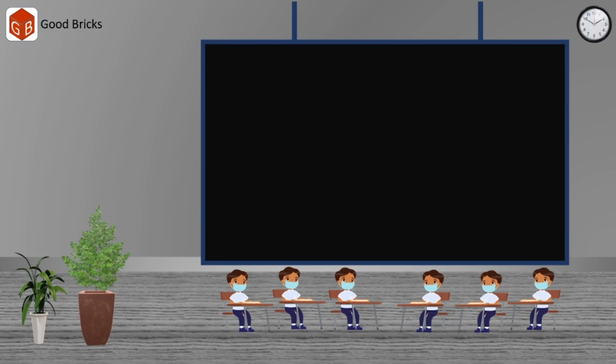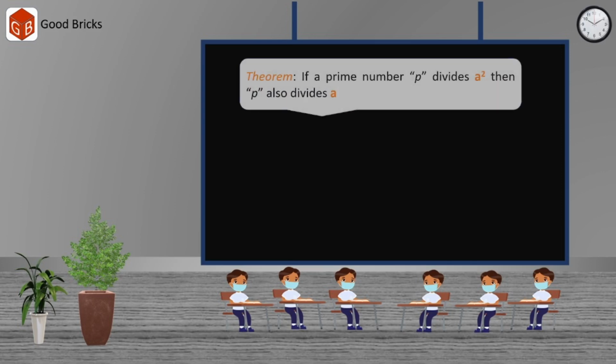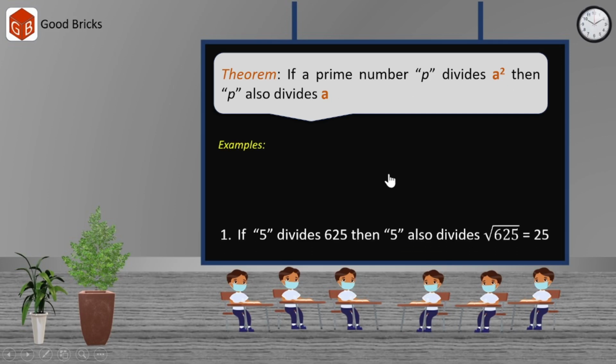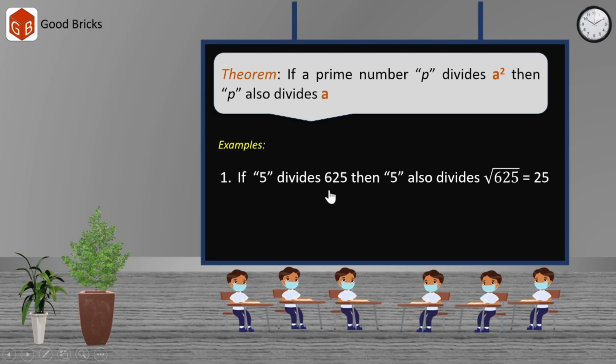Now, one more basic piece of information which we are going to discuss is an important theorem which is required to prove the given numbers as irrational numbers. This theorem says that if p is a prime number that divides a square, then p also divides the number a. Means square root of a square is nothing but a. Let us understand with examples. See here, 5 divides 625. 625 is nothing but 25 square. Means 5 divides 25 square. Then 5 also divides 25. This is what this theorem says.